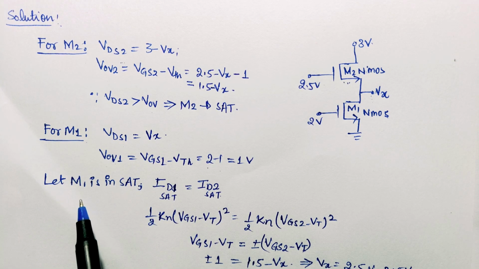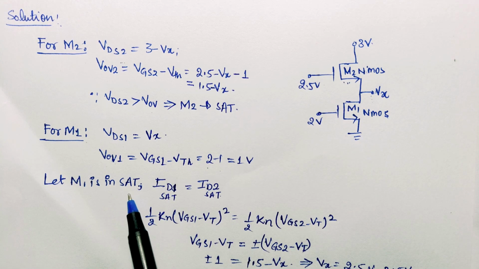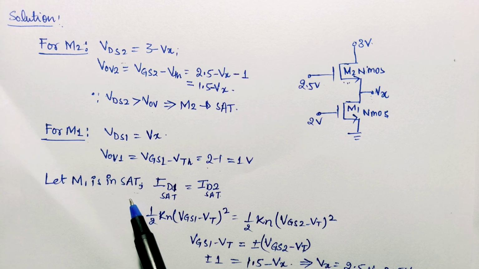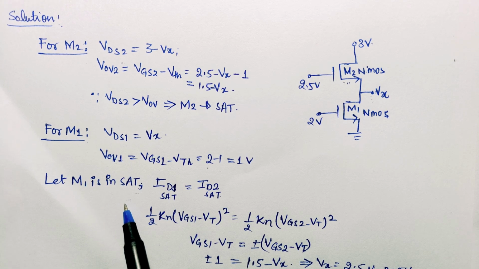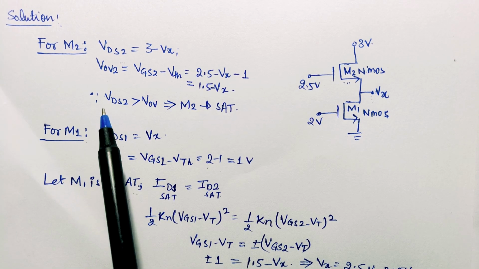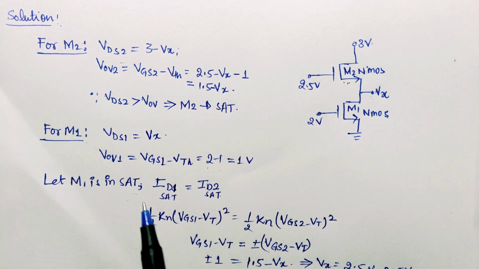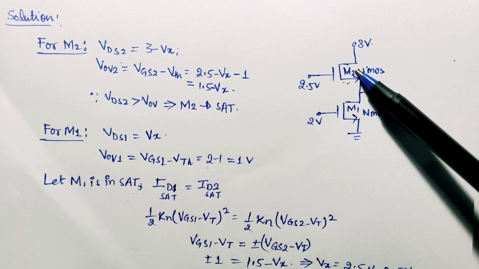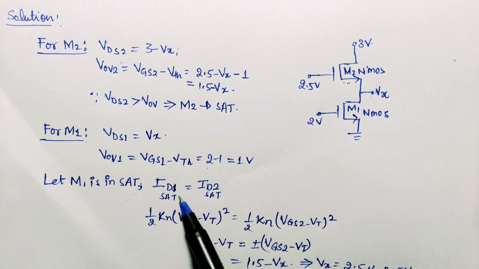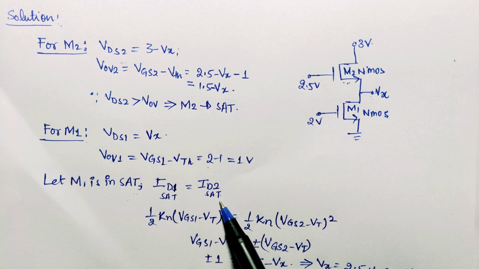So we will assume that this M1 transistor is in saturation region, and by assuming this, we will try to solve the problem, and at last we will compare our assumption with the condition available in the solution. As we have assumed that M1 is in saturation region and we have already calculated that M2 is in saturation region, the drain current flowing through these two transistors will be the same. So ID1 sat will be equal to ID2 sat.